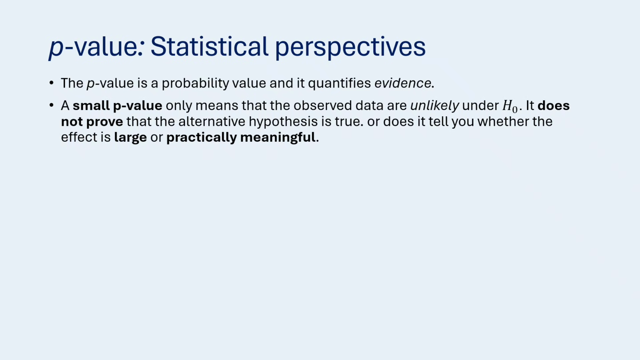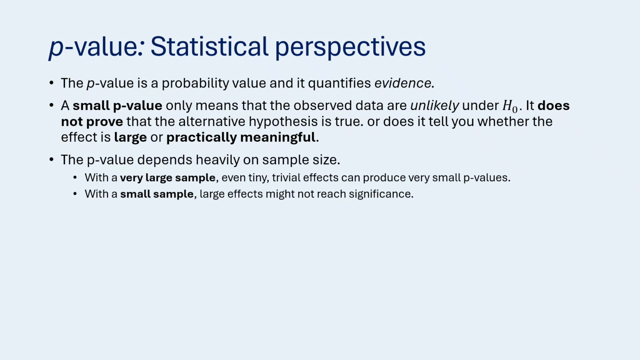Okay, so the p-value from a statistical perspective. The main focus of this presentation is to see how statistics actually plays a role in the computation of p. Many people take it for granted: when the software gives some value, they directly accept it and take policy decisions. So make sure that p is a probability value that quantifies evidence against H0. A small p-value only means that the observed data are unlikely under H0. It's not coming from H0. It does not prove that the alternative hypothesis is true, nor does it tell you whether the effect is large or practically meaningful.